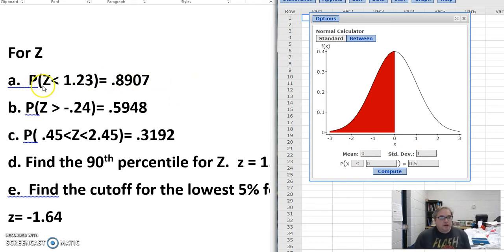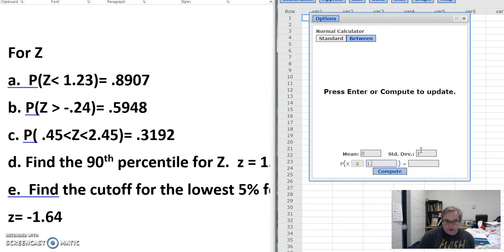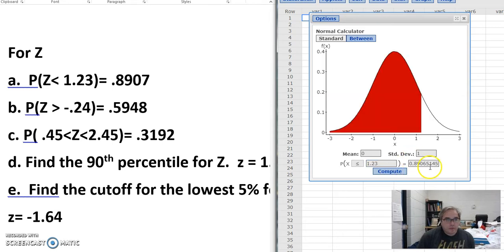It could say probability Z is less than 1.23. So I want the probability that you're less than that. I want the percent of the population that is less than that. I come into the calculator, check my 0 and 1, and I'm going to change this to 1.23. Hit compute, and I should get 0.8907.